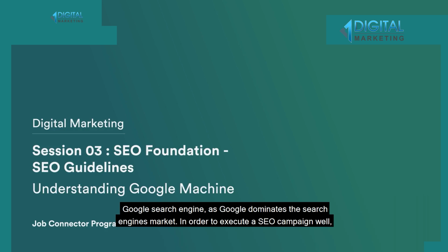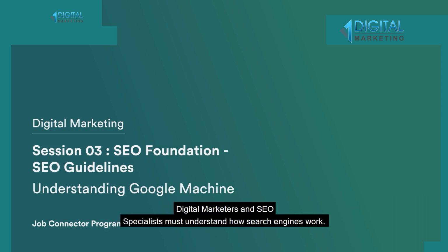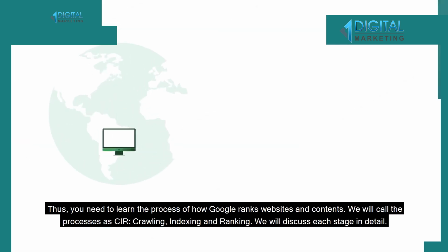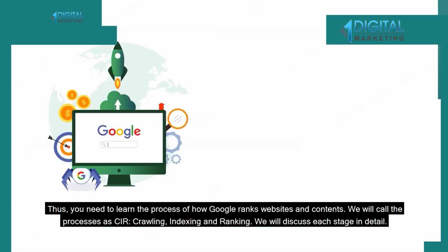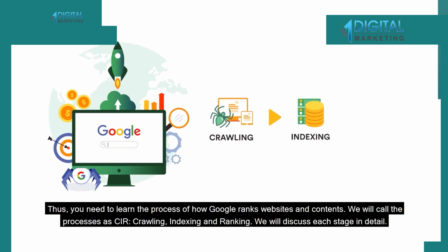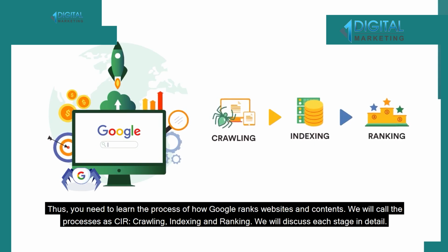In order to execute a SEO campaign well, digital marketers and SEO specialists must understand how search engines work. Thus, you need to learn the process of how Google ranks websites and contents. We will call the processes as CIR: crawling, indexing, and ranking. We will discuss each stage in detail.